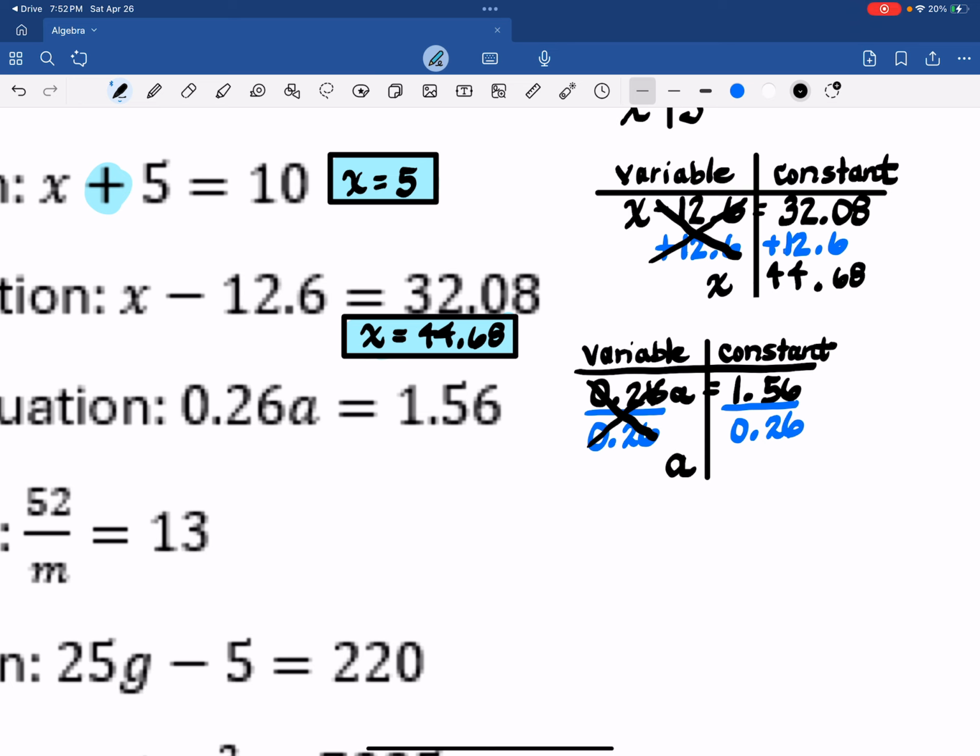So use your calculator to do 1.56 divided by 0.26. The solution will be A equals 6. That is the one number in the world that will balance this equation. Or I should say the one value in the world that will balance the equation.